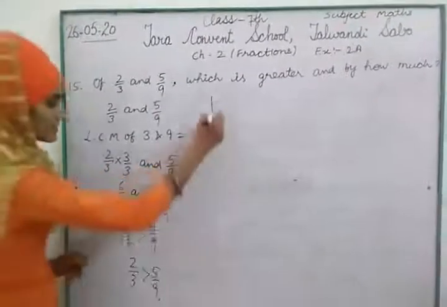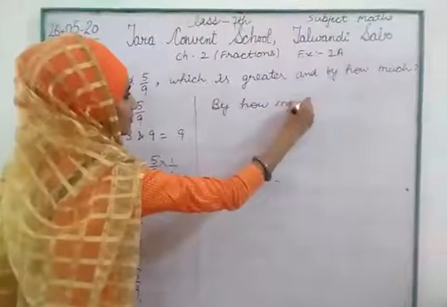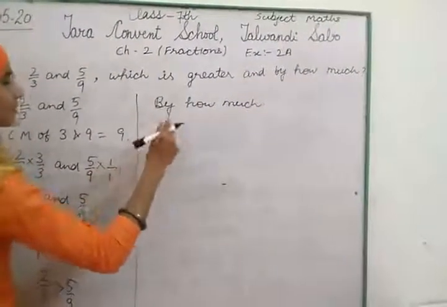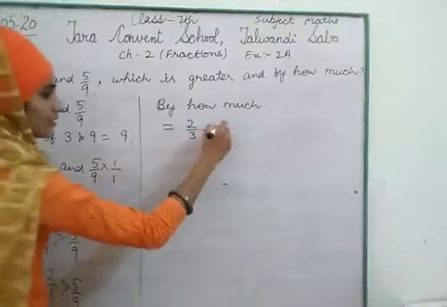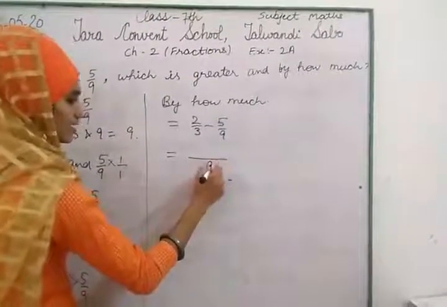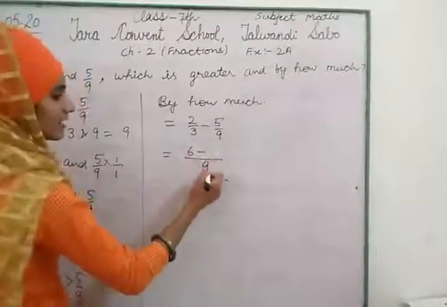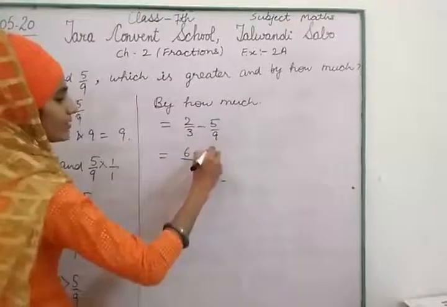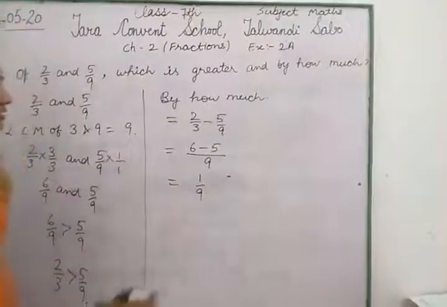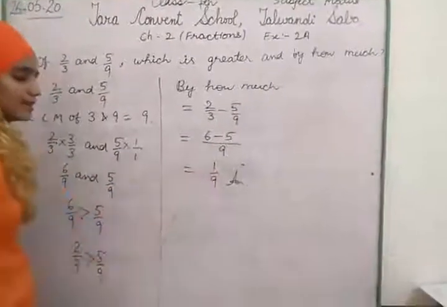Now we have to find out by how much. 2/3 is greater, that means we have to subtract 5/9 from 2/3. Now LCM of 3 and 9 is 9. 9 divided by 3 is 3, 3 into 2, 6. 9 divided by 9 is 1, 1 into 5, 5. 6 minus 5, 1 upon 9. So 2/3 is greater than 5/9 by 1/9. It's your answer.